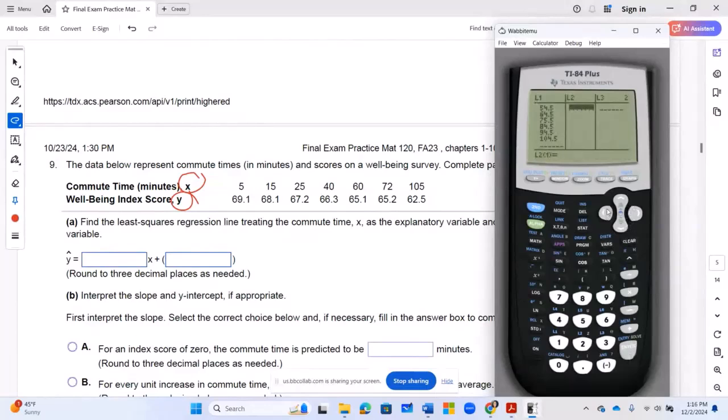So see, the first 2 questions we're answering are from Unit 1 and Unit 2. So the first is 5, enter 15, 25, 40, 60, 72, 105.